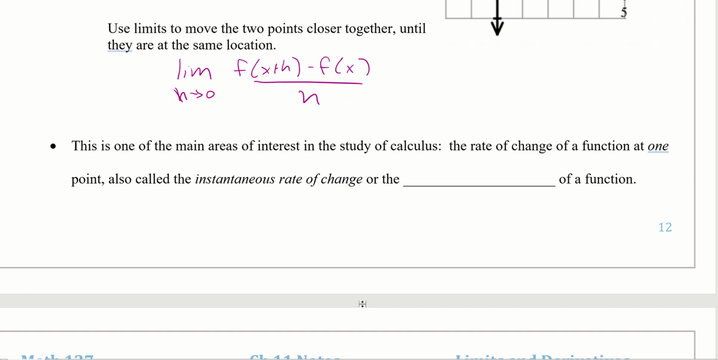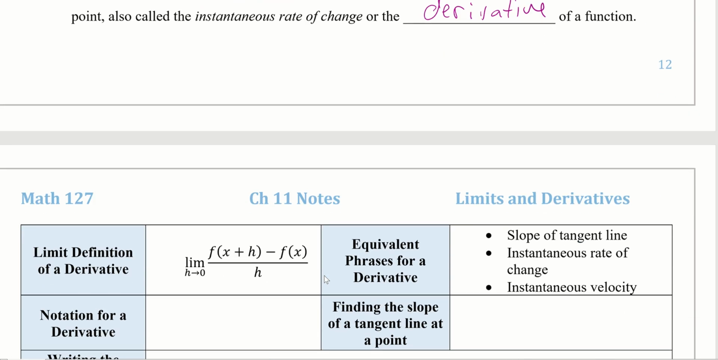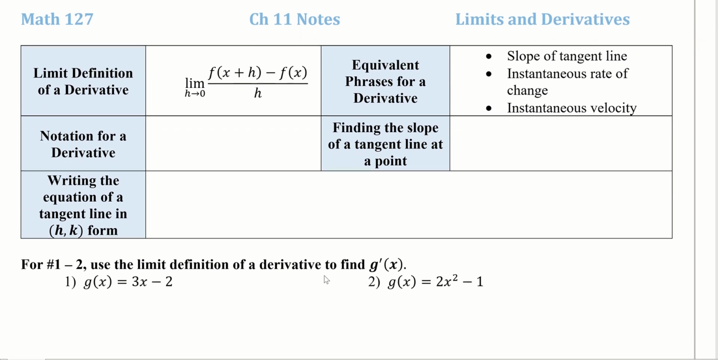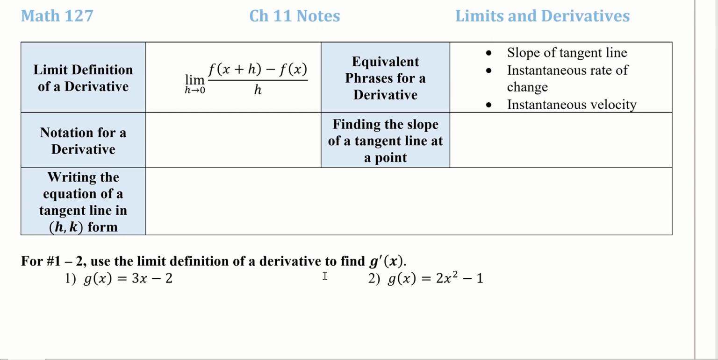Okay. So this is one of the main areas of interest in the study of calculus. The rate of change of a function at one point is also called the instantaneous rate of change, or the derivative of a function. Okay, and this is the definition of a derivative here. So we're going to use that to find the instantaneous change at an individual point.